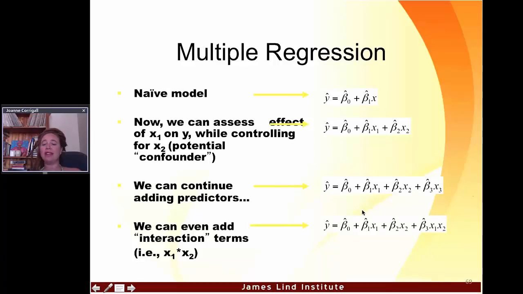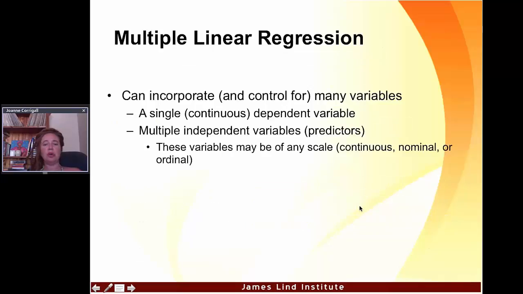And then we can even add interaction terms. So remember, we were looking at lung cancer, as I said, smoking and asbestos interacted. When you have variables that interact, they have a multiplicative effect, okay, rather than just the additive effect. And so you can see here that they're actually put in a multiplicative way next to each other as x1, x2 together. So this allows us to incorporate and control for many variables, because as you'll see, this in fact helps us to deal with confounders.